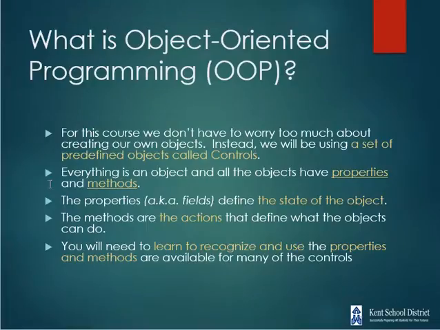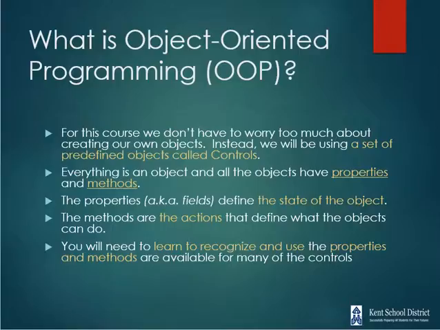And that kind of leads us into object-oriented programming. Object-oriented programming is some of the things I just mentioned. But for this course, we won't be writing a lot of our own objects like we did in Intro to Java. Instead, we're going to be using a predefined set of controls. These controls are in the Java Swing library, and we'll be learning how to use those. So mostly we're going to work on what the different properties and methods are for all of these controls.